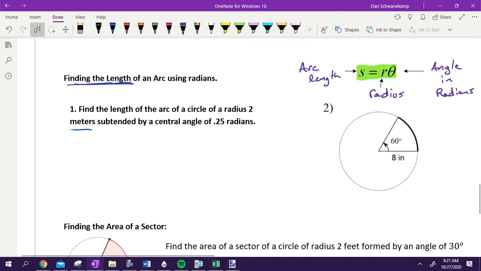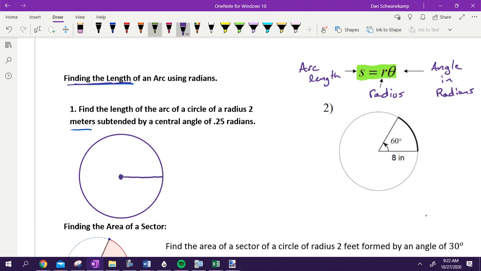Number 1 says find the length of the arc of a circle of a radius of 2 meters subtended by a central angle of 0.25 radians. That seems really fancy. Let me show you what that is describing. You've got a circle.